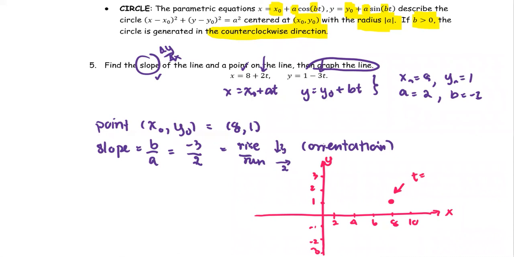at this point t equals 0. And then the next, we're going to go down 3, 1, 2, 3, and then go over to the right 2 units. Stop right there. So then the next stop, this is when t equals 1. Then the trajectory is going down this way.